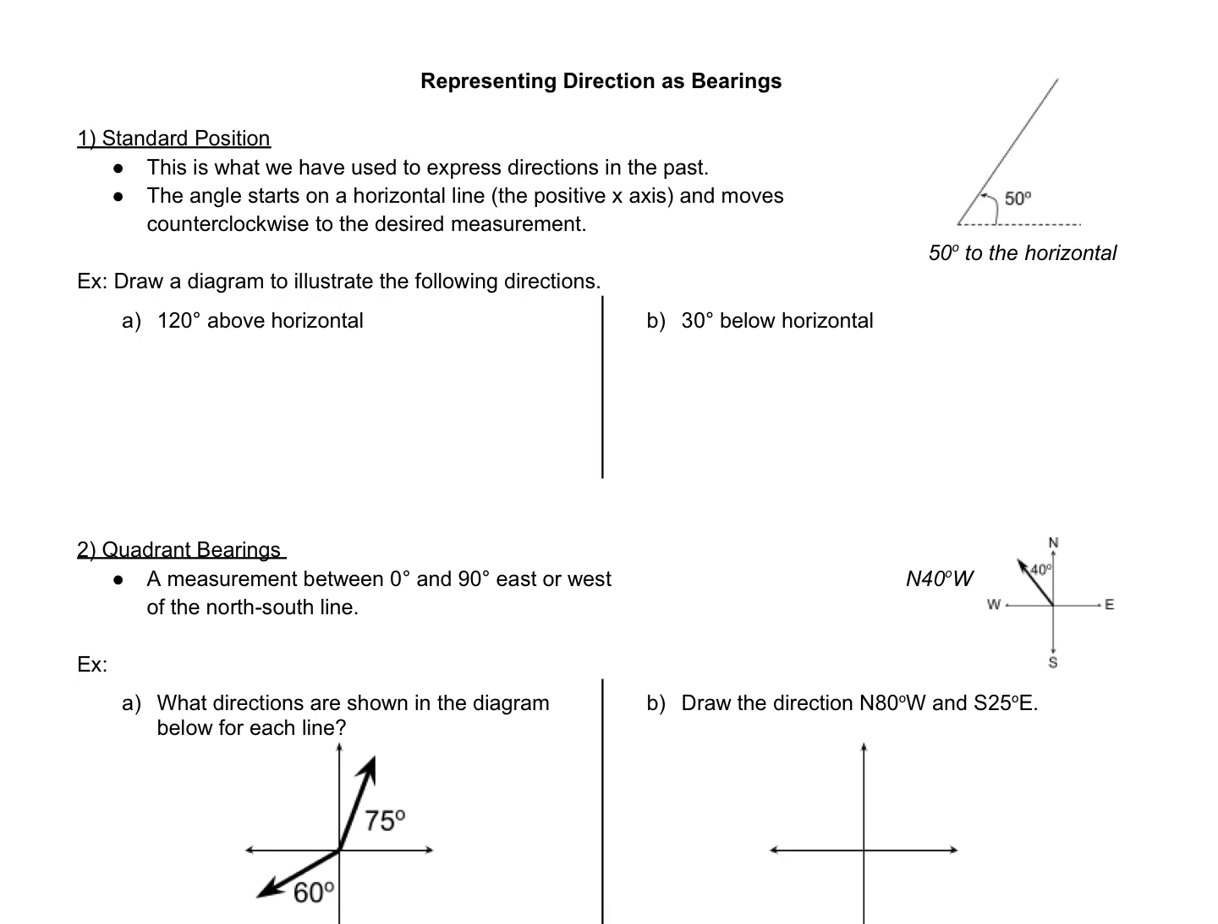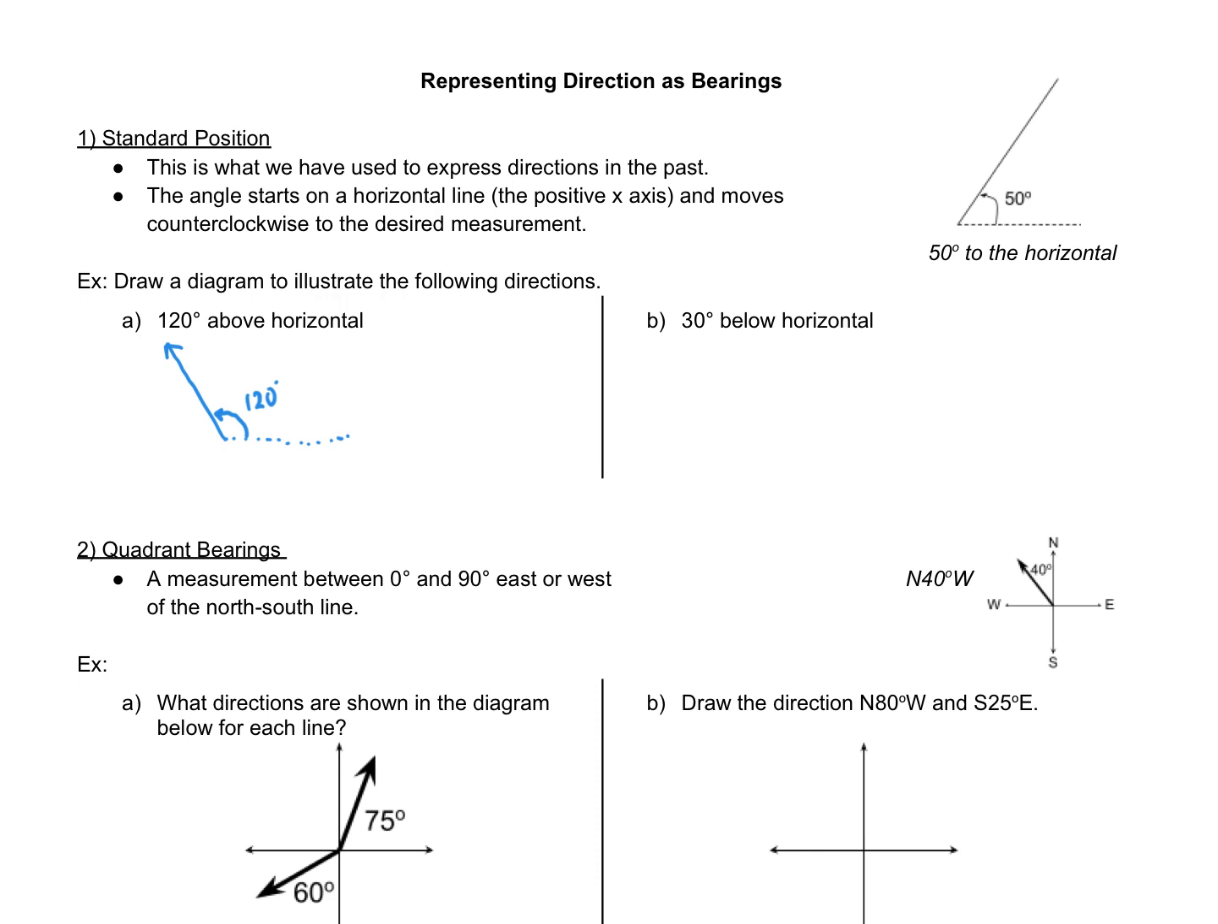So let's do two examples. 120 degrees above the horizontal. I'm going to start off by drawing in my horizontal, and I know a right angle is 90 degrees, so I want to be a little bit more than that. So maybe something like this. That is 120 degrees above the horizontal.